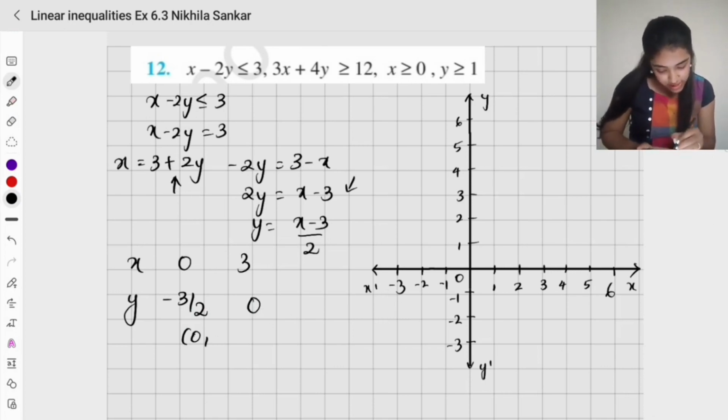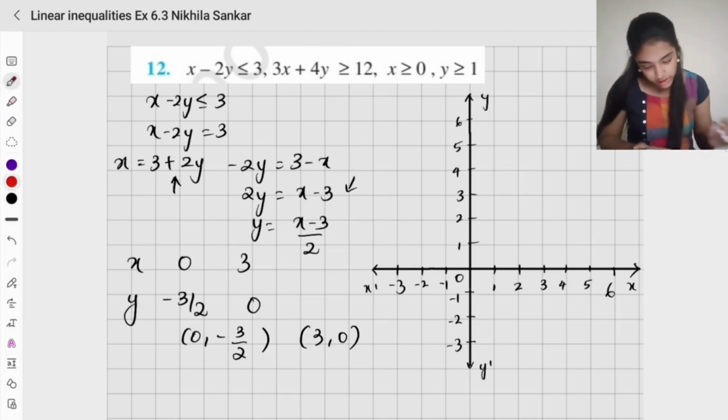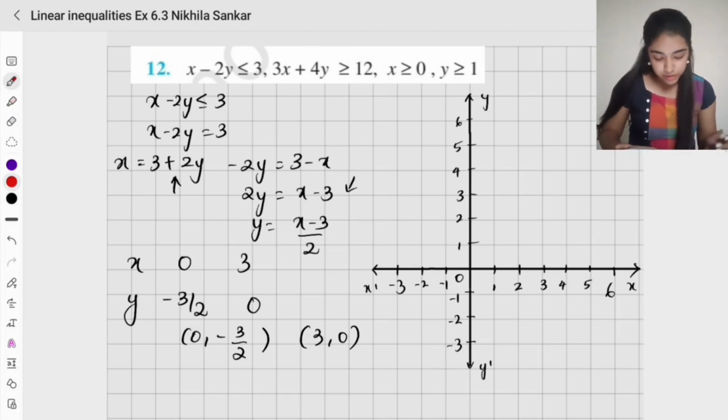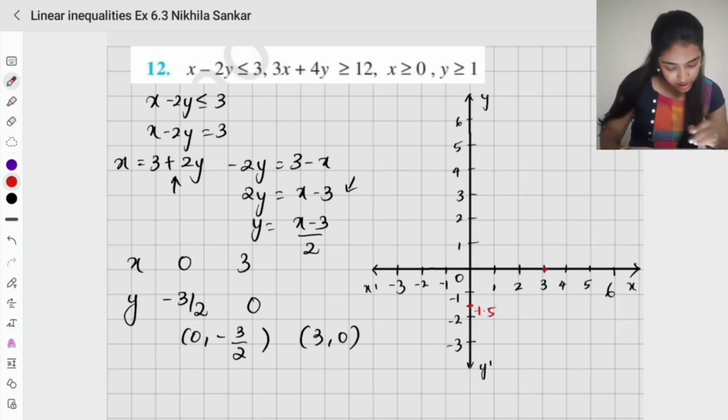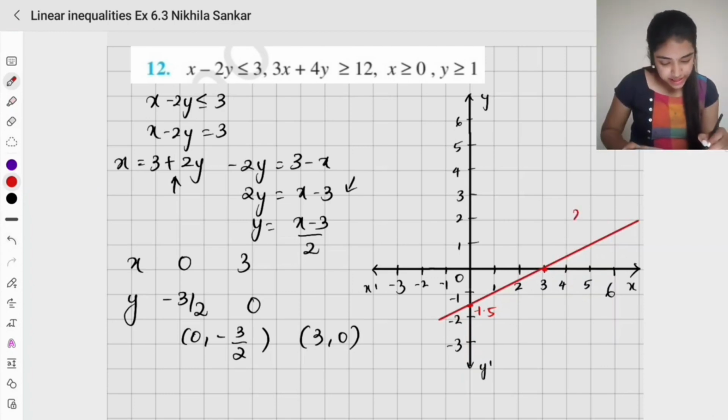So what is my solution? 0, minus 3 by 2. Here 3, 0. So I'll draw the graph. 3 by 2 is 1.5. So where is 1.5? 0, minus 1.5 is over here. This is minus 1.5. So this is 0, minus 3 by 2 and 3, 0. So this is the point. I'm going to join the line. This is a slack inequality, so I'm going to join the line. So this line is x minus 2y equals 3.